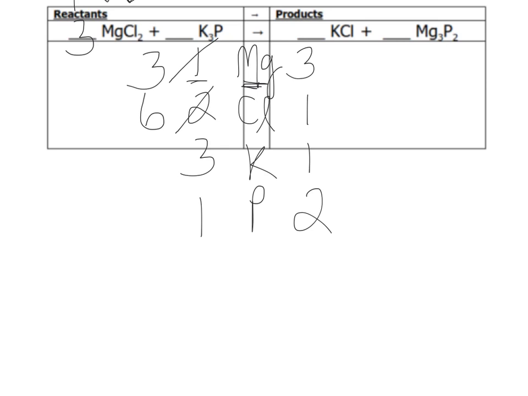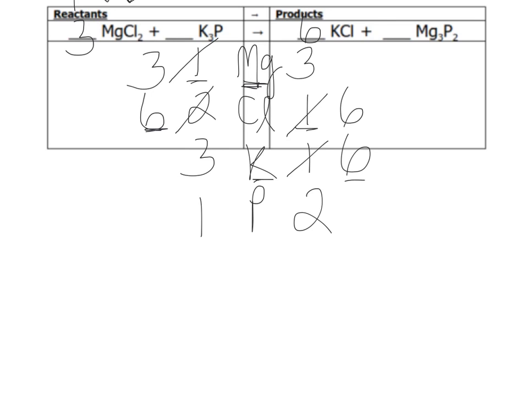Alright, I'm going to work on Cl next. The reactant side has 6 now that I just added my 3. So my product side only has 1. So I'm going to put a 6 in front of KCl, which will update Cl to 6 and K to 6. I'm going to take a look at K next.